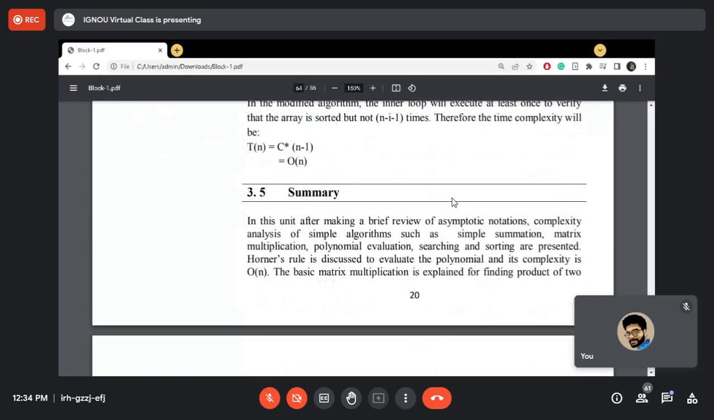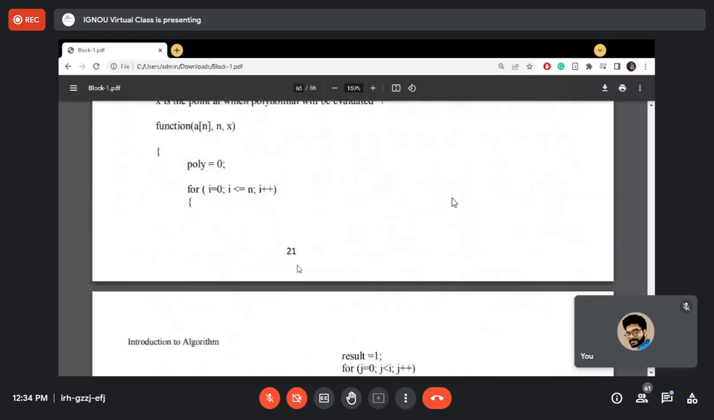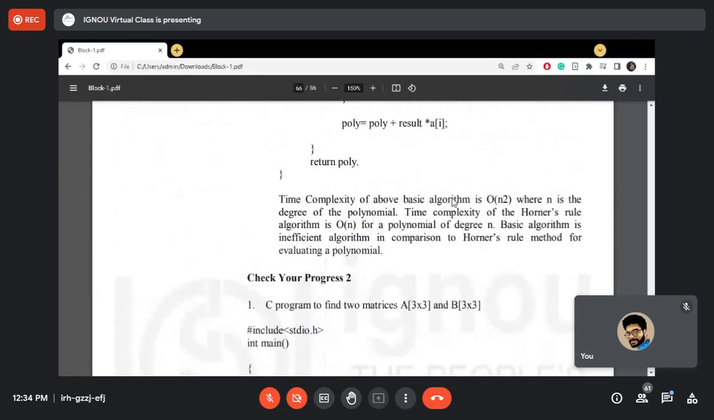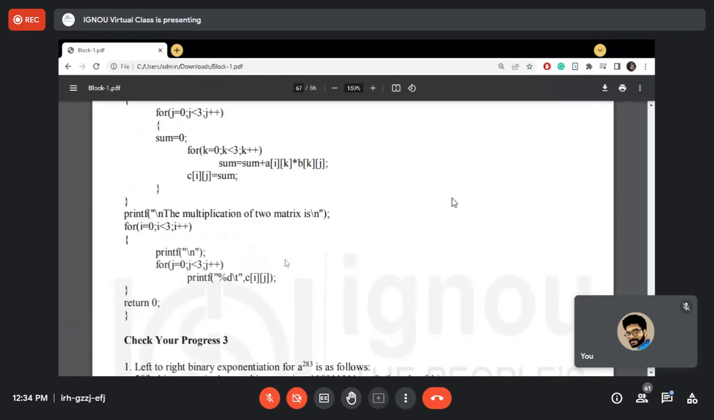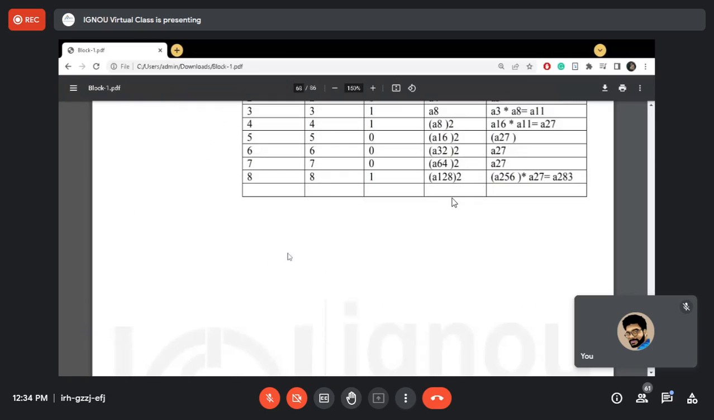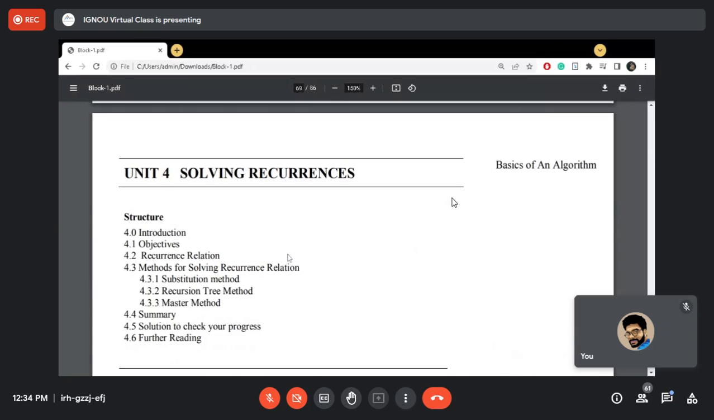So we completed our unit number 3. There is a check your progress section. You have to try all the questions from check your progress. You have solutions in your book. If you need any solution, just give me the question and I will definitely solve it for you.